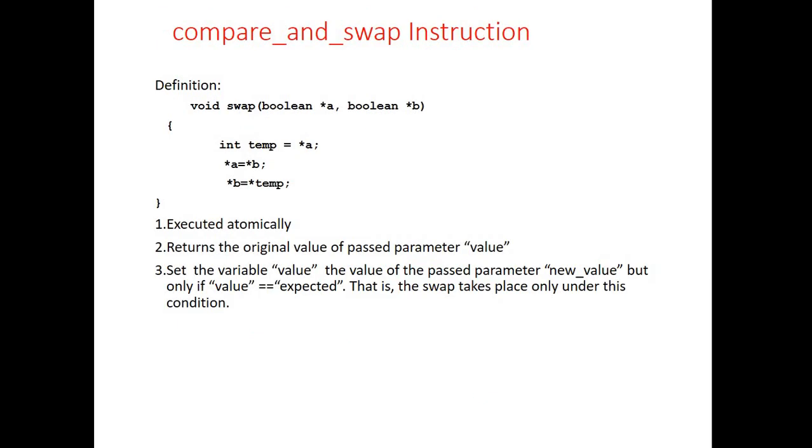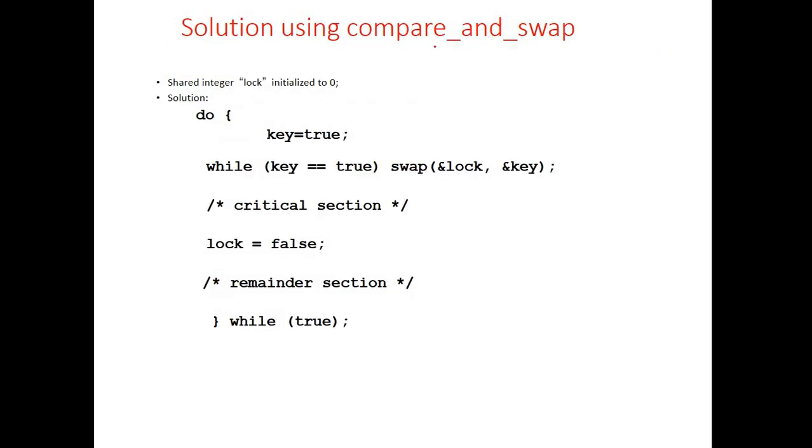Compare and swap instruction is one more method of controlling the critical section problem. In this compare and swap function, a lock variable and a key variable will be used by the process. A process which wants to enter into the critical section will initially hold the key variable value as true, and the lock will be false because no process is in the critical section. So key and lock variable values will be changed when we call this swap function.